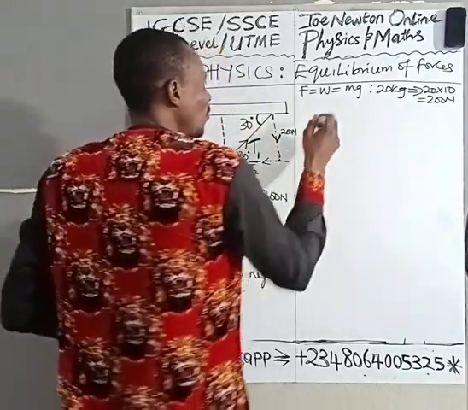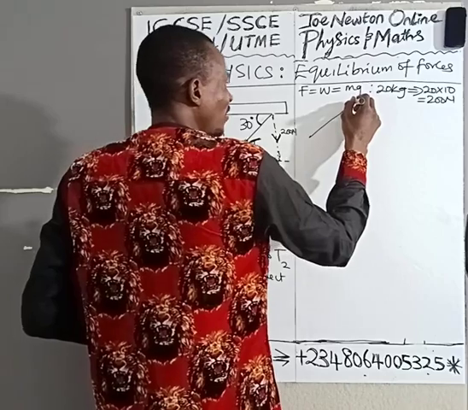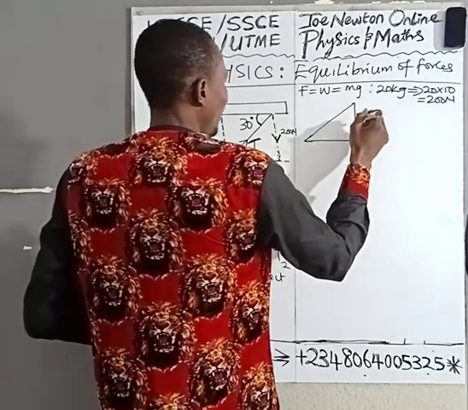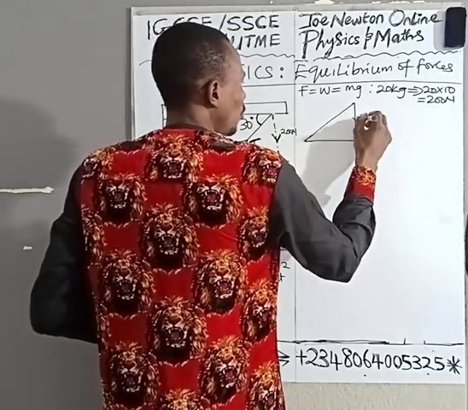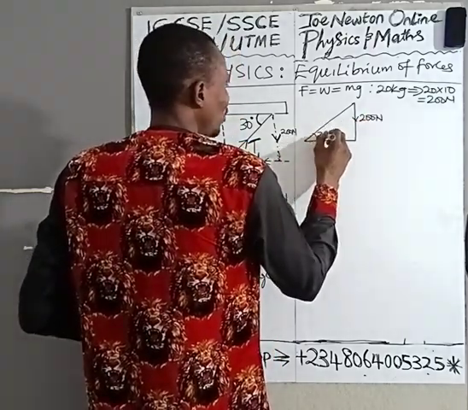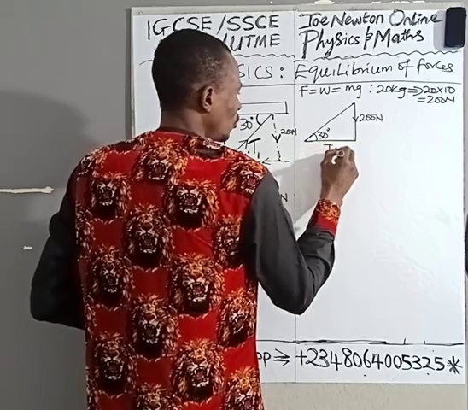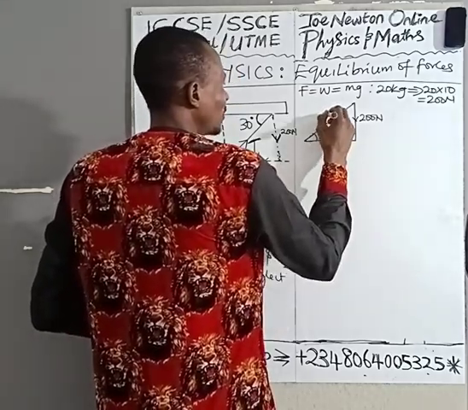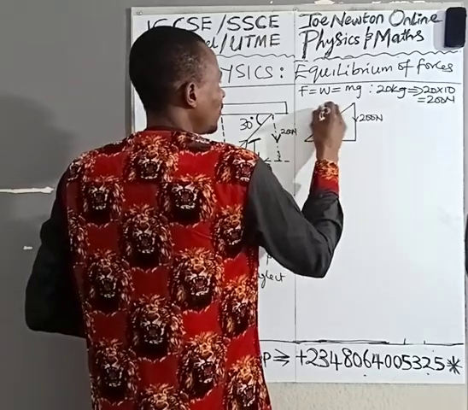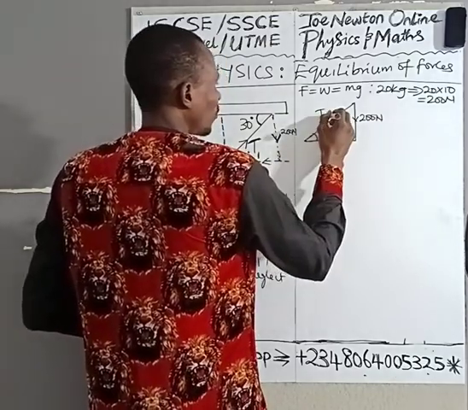So what we have here now is this right-angled triangle from our resolution. This is what we have. We have here 200 Newton. We have here an angle of 30 degrees. Then we have here our T2. Then we have here our T1. Here is T1. That's good. So this is what we have.